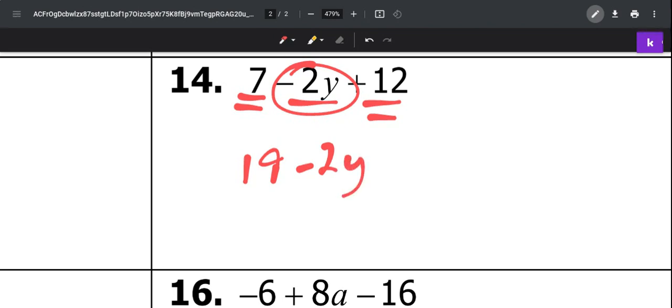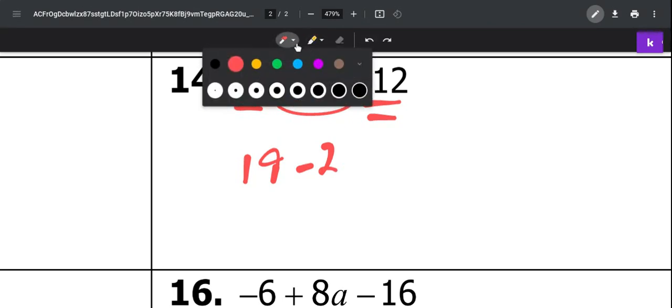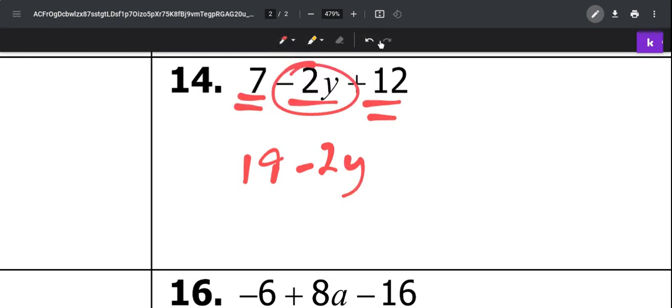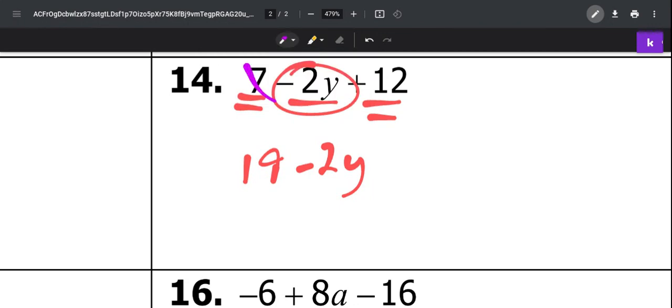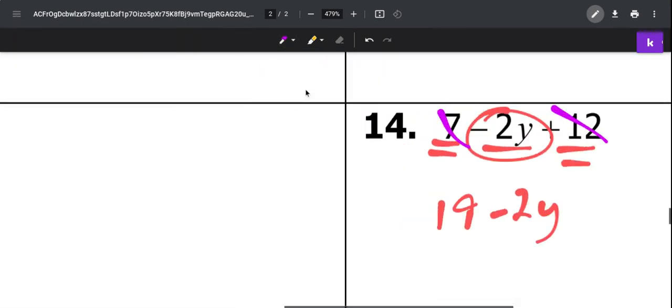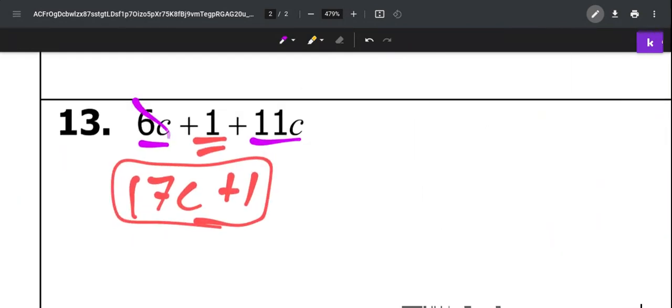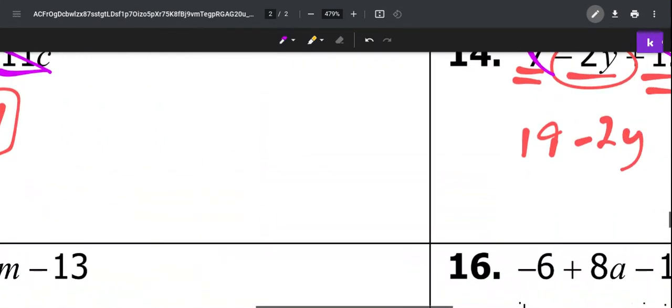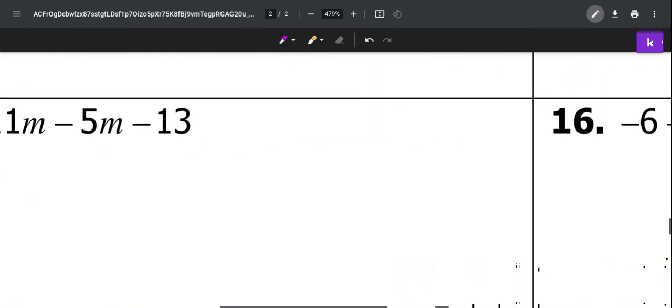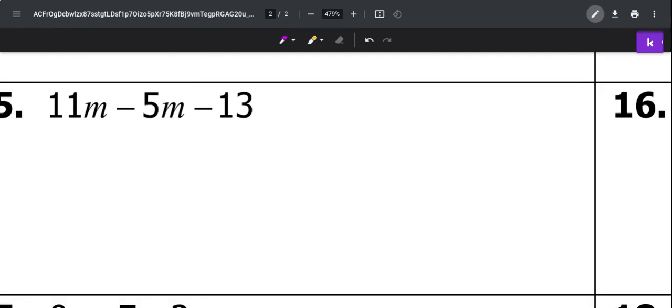Now, here's what you could also be doing while you're doing this, which out of habit I'm not doing, but you'll want to do this. As you go through these, you can mark them out. Like when we added 7 and 12, just mark it out, and then you know what's left. When I did 6C and 11C, just mark it out. So that way when you get to one that's a little bit harder, it's a little bit easier to do.